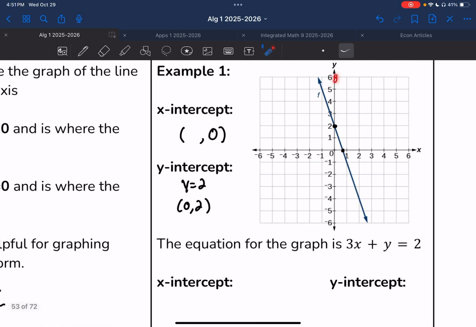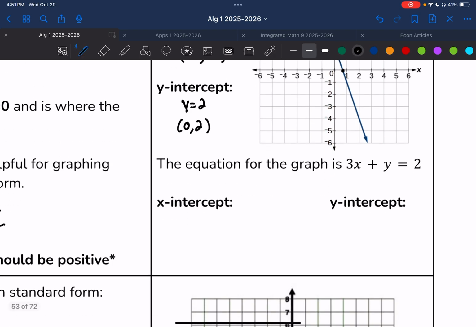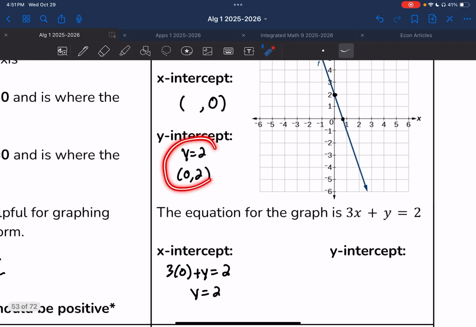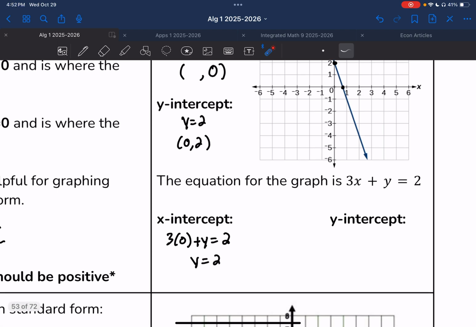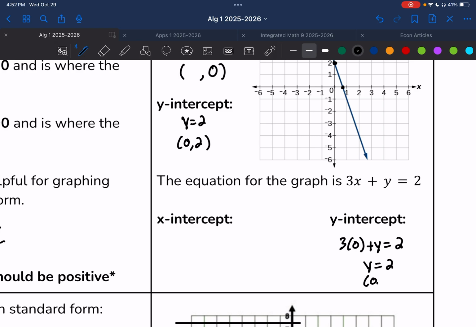If we want to actually solve for this algebraically, to find the y-intercept, we know that the y-intercept happens when x is equal to 0. So algebraically, we plug in 0 for x. You get 3 times 0 plus y equals 2. And that means that y equals 2, which is exactly what we found here. It makes sense that that point satisfies the equation. Sorry, I should have put that over here for the y-intercept. y equals 2, 0, comma 2 is the y-intercept.